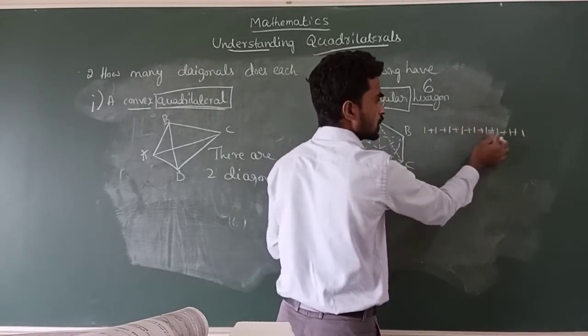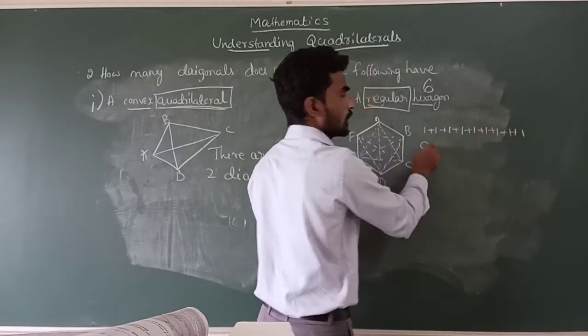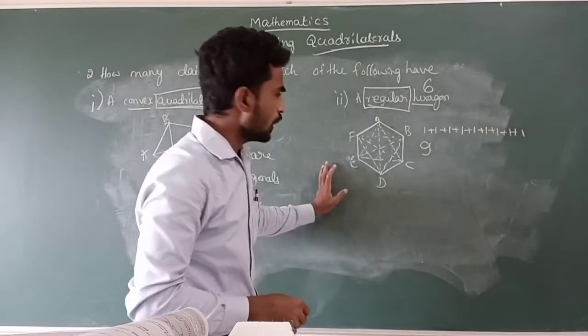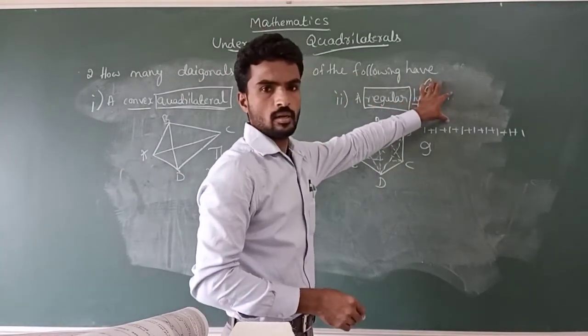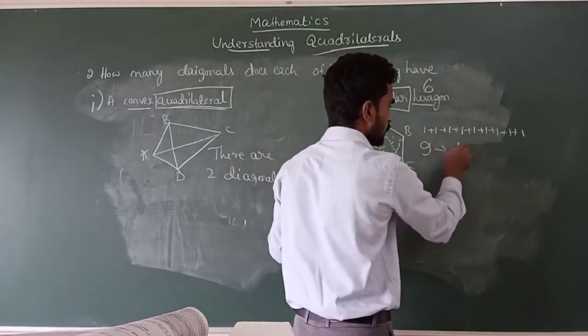2, 4, 6, 8, 9. There are 9 diagonals in a regular hexagon. There are 9 diagonals.